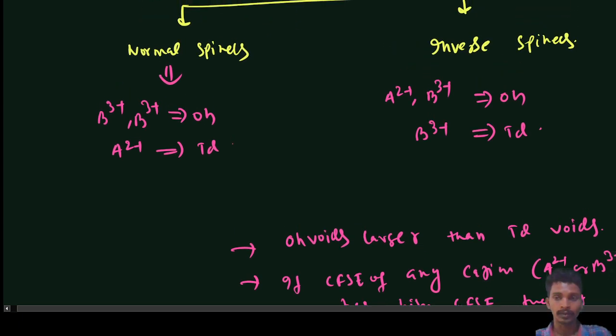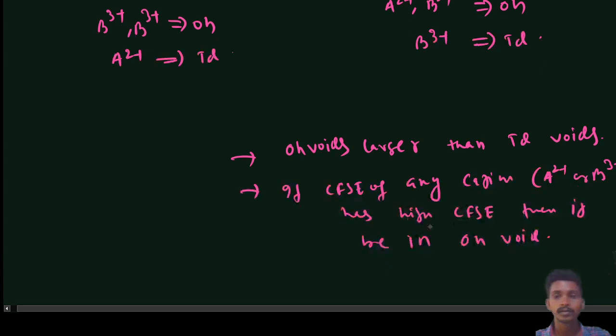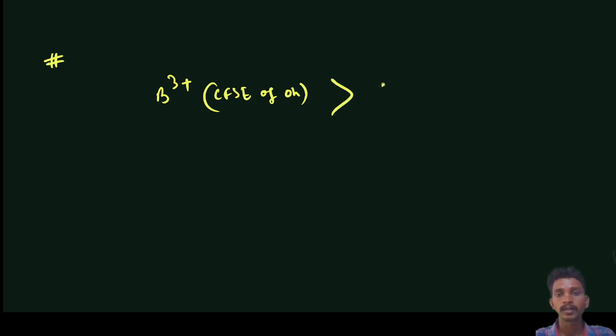So from here we notice that for normal spinels, the CFSE of octahedral, let's say, so what it says is that if any B3+ cation has a high CFSE, or we can say the CFSE of octahedral, we will calculate for octahedral, it is greater than the A2+ CFSE of octahedral, then this will fall in the normal spinels. Okay, this is the first point.